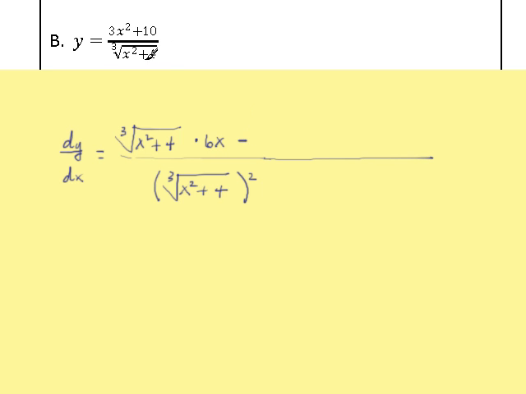Okay, this is x squared plus 4 to the 1/3. So we're going to bring down the 1/3 and subtract 1: 1/3 minus 3/3, that's minus 2/3. And then we're going to multiply by the derivative of the inside, that is 2x. Okay, so all that's the derivative of the denominator, and then we multiply by the numerator.